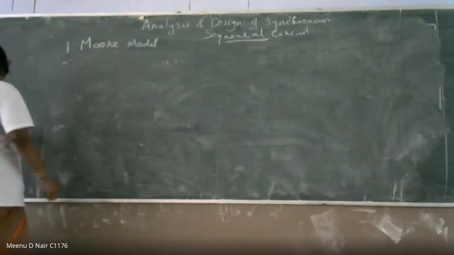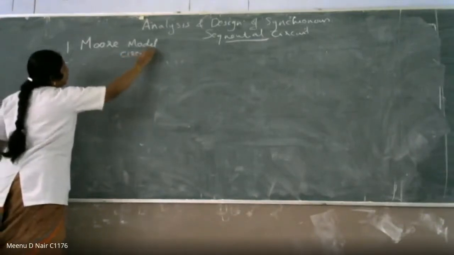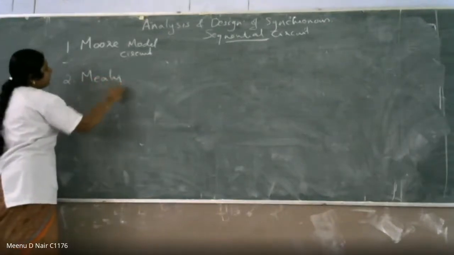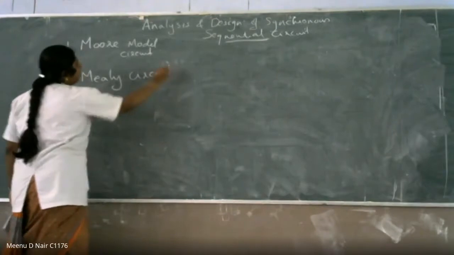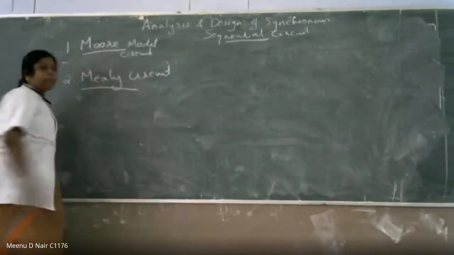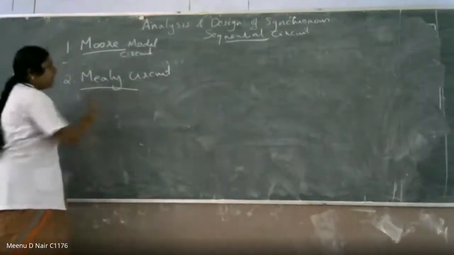Okay, Moore model or Moore circuit. The second one is Mealy, M-E-A-L-Y, Mealy circuit or model. Moore model and Mealy model. Moore, M-O-O-R-E, Moore model, and the second one is Mealy model.